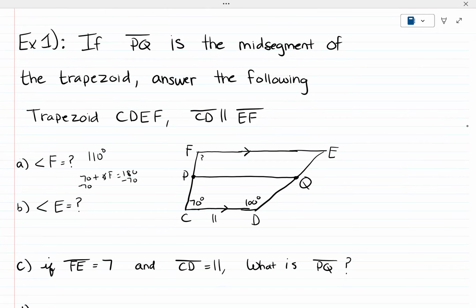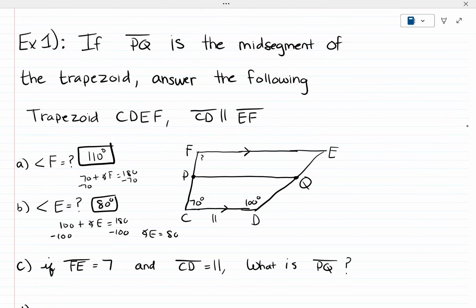Okay. Now, what about letter B? What would be angle E? So angle D and angle E are definitely supplementary. So you could say 100 plus angle E is 180, and then subtract 100, and angle E is 180 minus 100, which is 80. So angle E is 80 degrees. Angle F is 110. There we go. What about C?